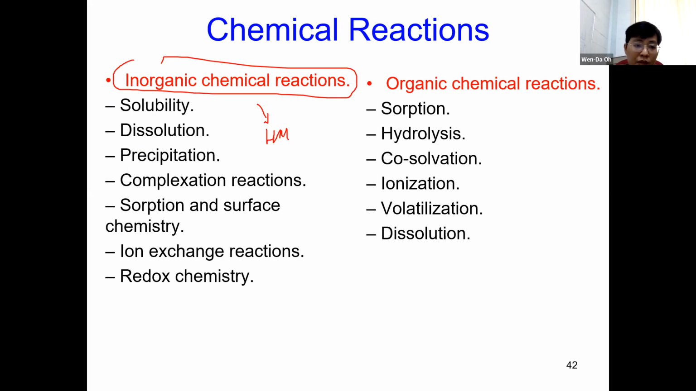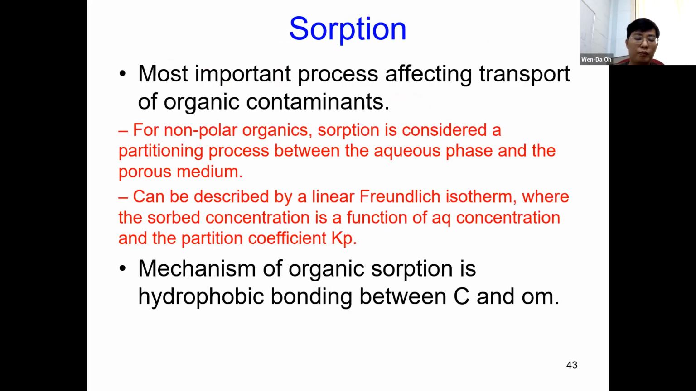solubility, dissolution, precipitation, complexation, adsorption, ion exchange, redox chemistry. On the other hand, organic chemicals can undergo adsorption, hydrolysis, ionization, volatilization, dissolution, and in fact, even degradation, right? So we want to explore one by one, looking into what kind of process, what kind of fate can happen to this pollutant in the environment, right? First will be the adsorption.